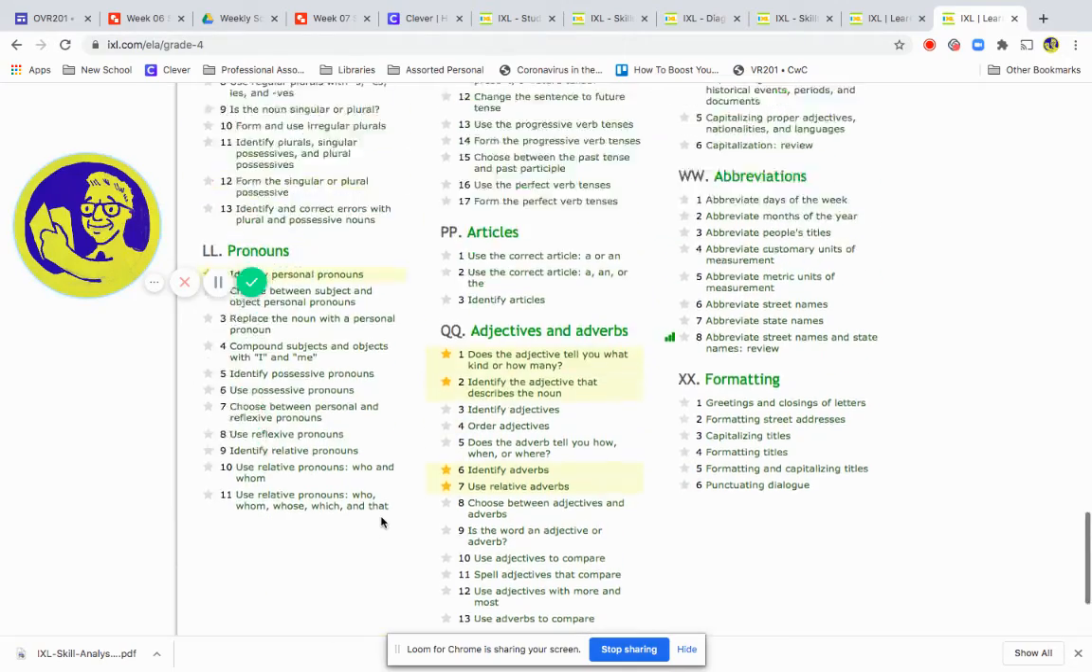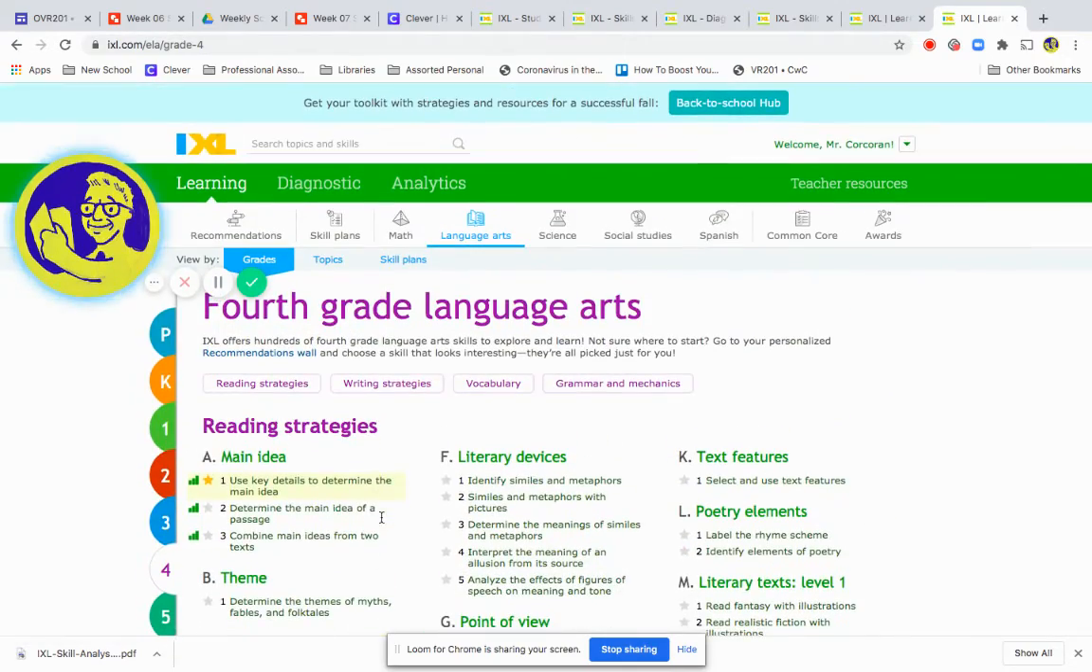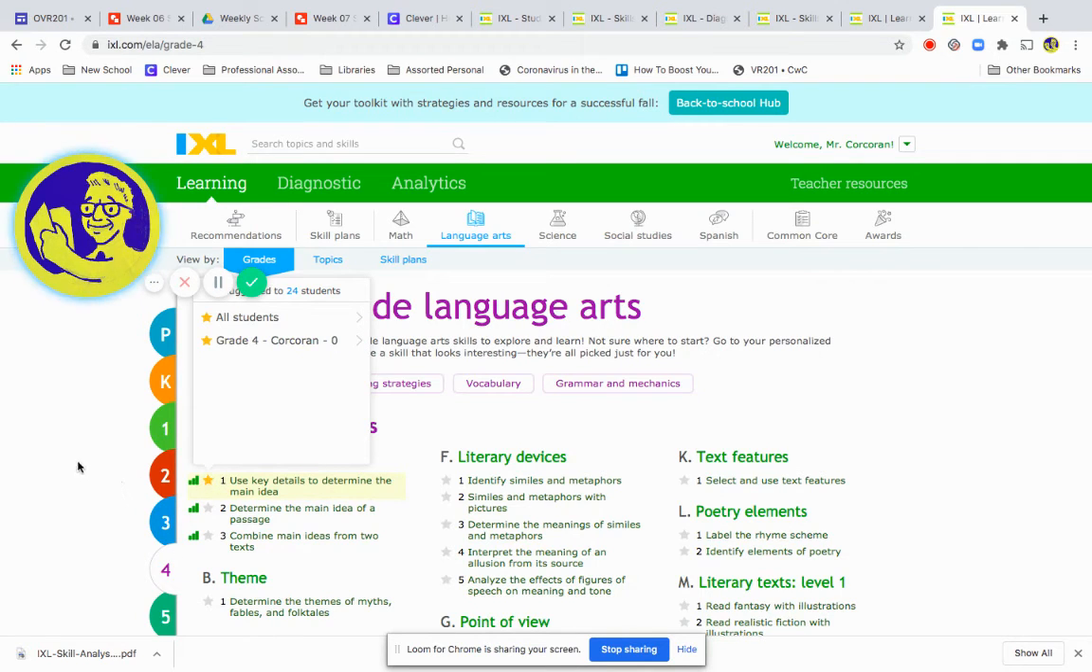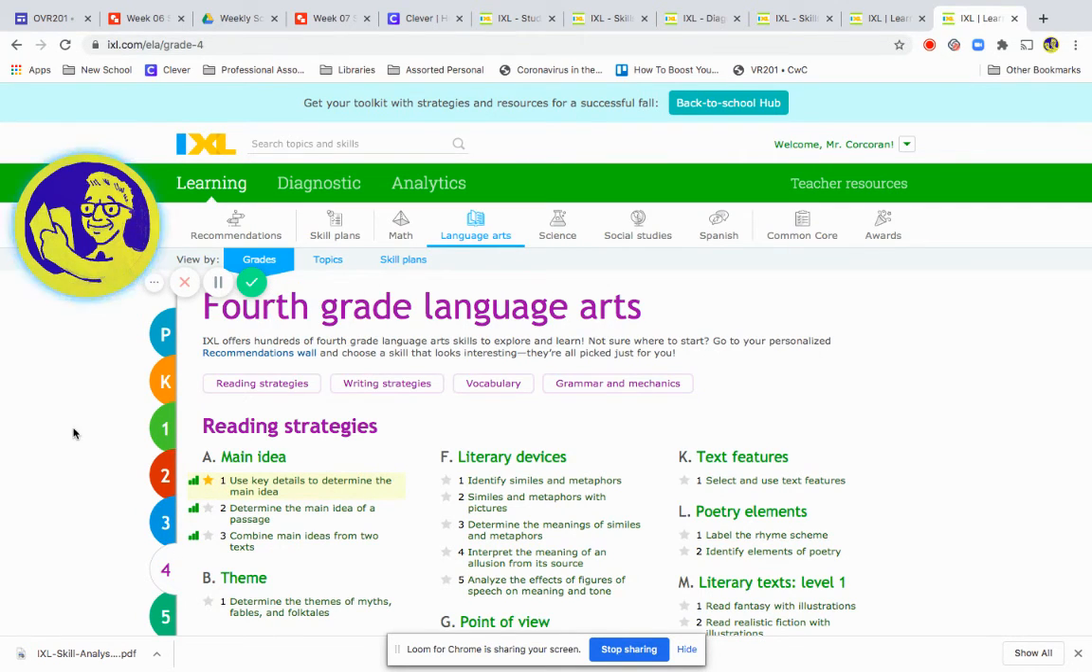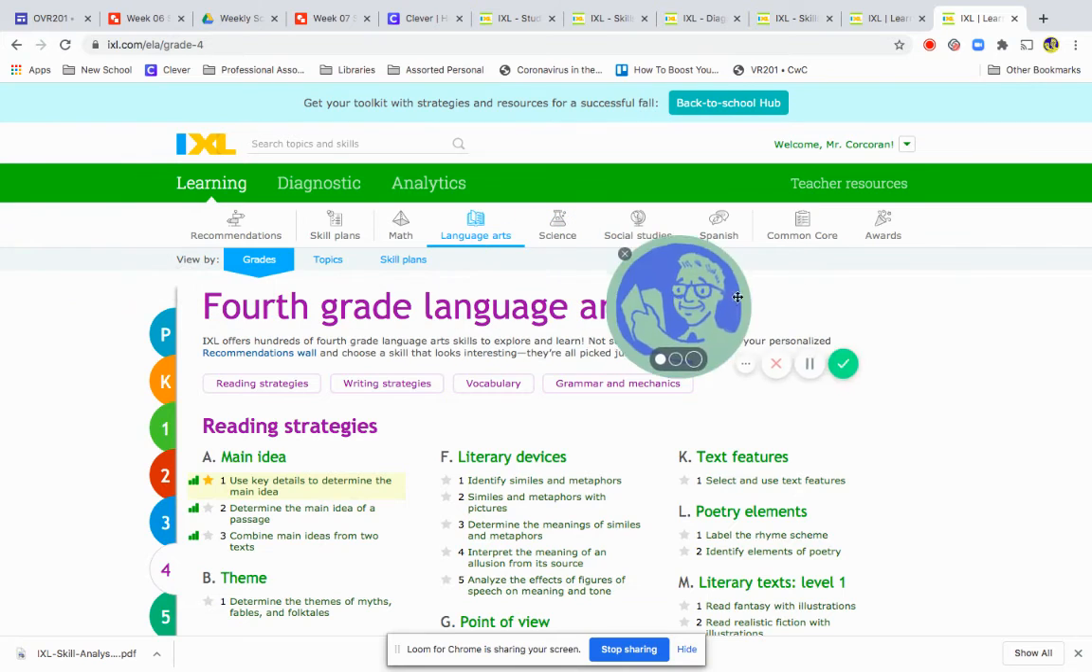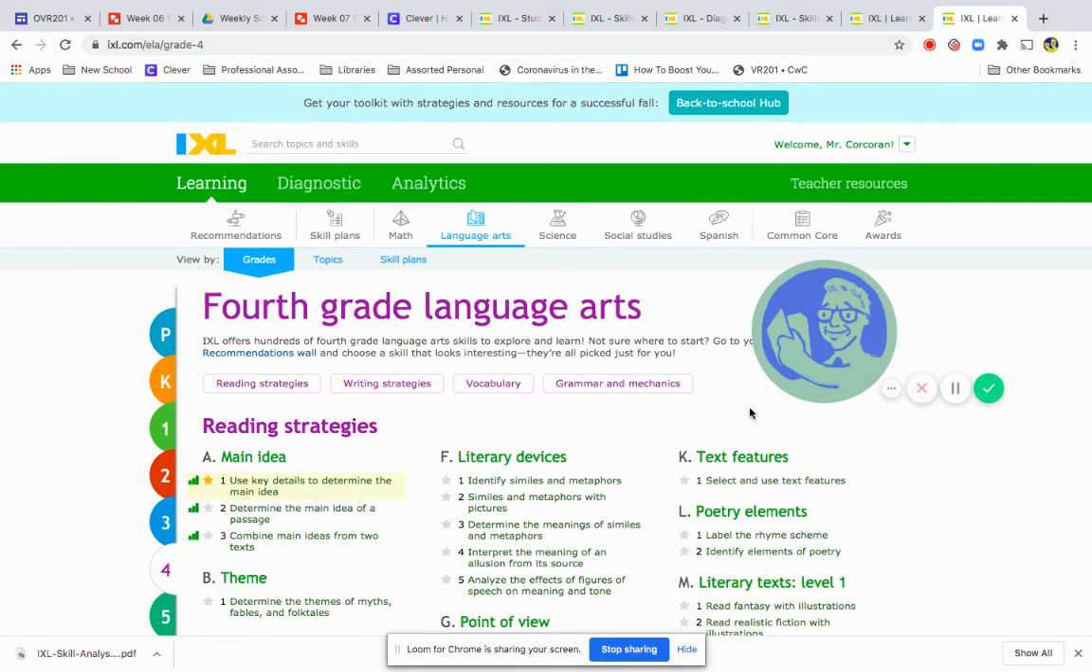So again, the goal this week is to absolutely start with the diagnostic test. Once you're done with the diagnostic test, look for anything that has a star next to a lesson. Those are the concepts I really want you to focus on while you're in IXL.